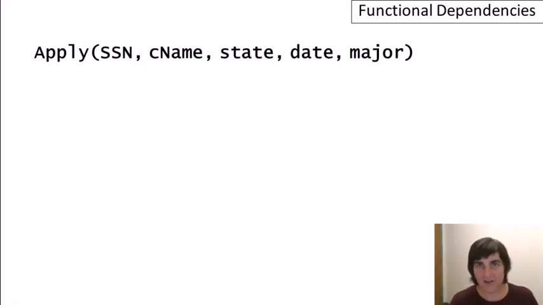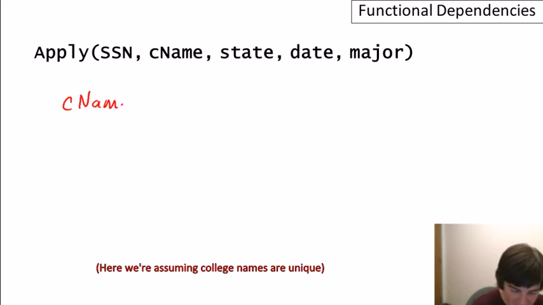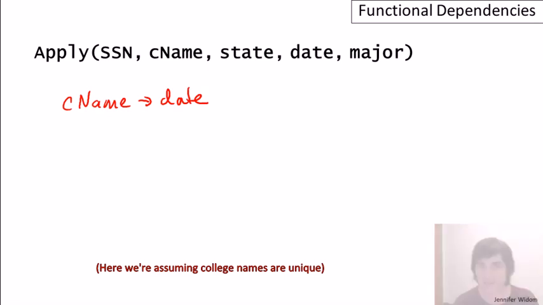Now let's take a look at functional dependencies for our apply relation. Actually, this one is a little trickier. It's even possible there are no functional dependencies at all. It really depends on the real-world data, the real-world constraints. One possibility, for example, is that every college has a particular single date on which it receives its application. So if that were the case, then we'd have the college name determines the date. In other words, every application for a particular college must have the same date.